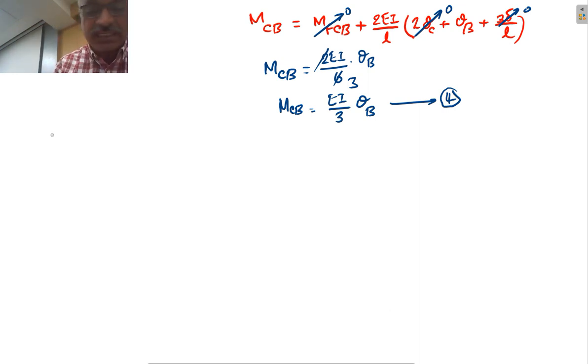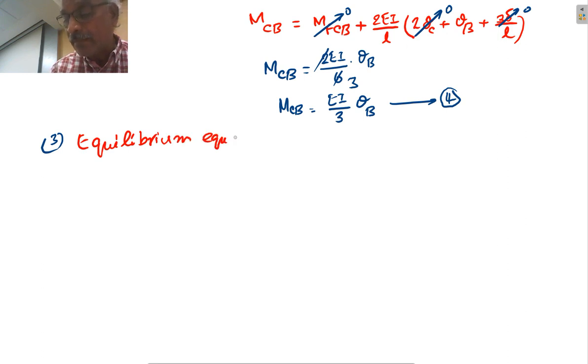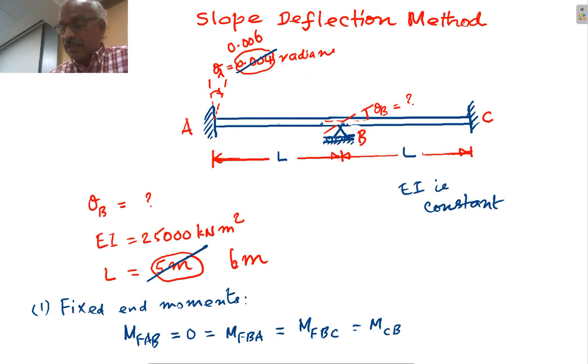Right. Now next is that of equilibrium equations. Now, in the figure, at joint B, there is only one joint here, B, and the unknown is also only one. Only theta B is the unknown. Therefore at B, MBA plus MBC equals 0. That is the only equation.